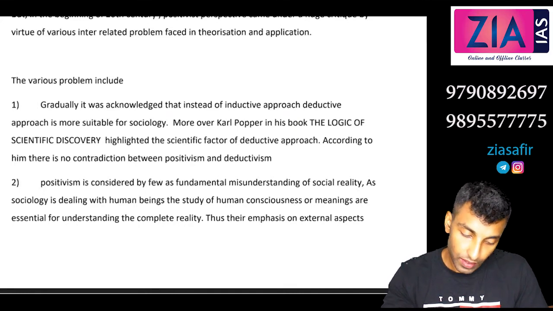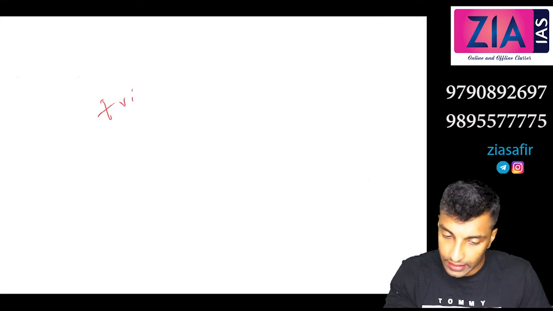Positivism, just briefly. Positivism means it was already there. It is a very old perspective. It is related to science. So when we talk about simply positivism, it is related to science.